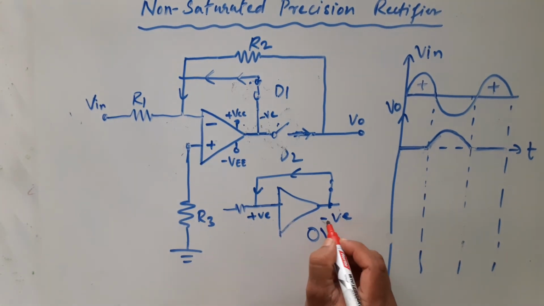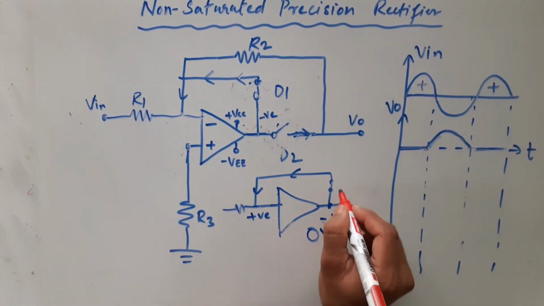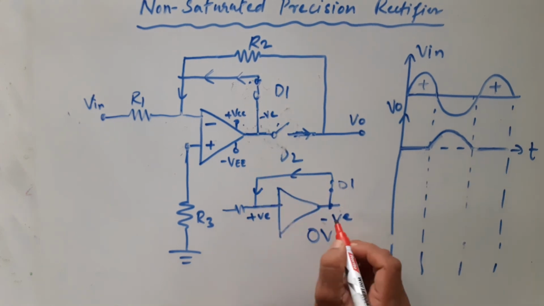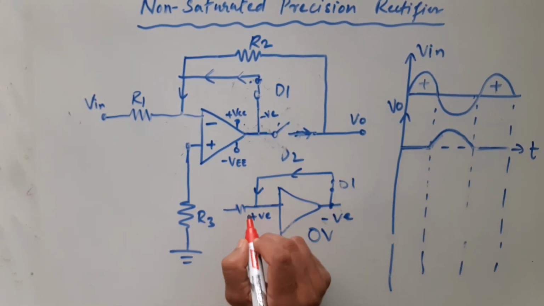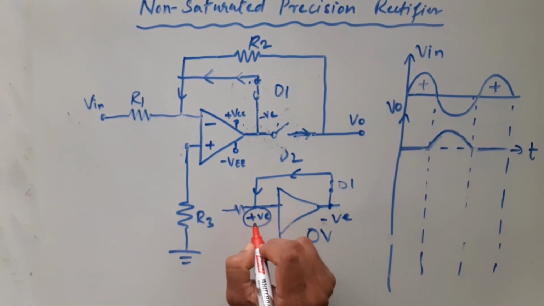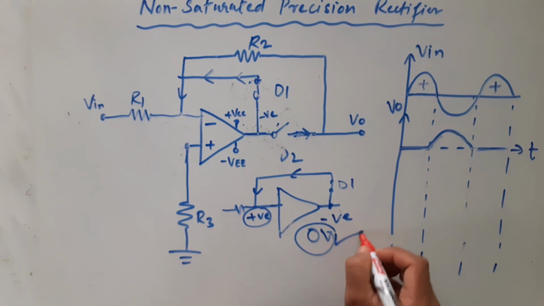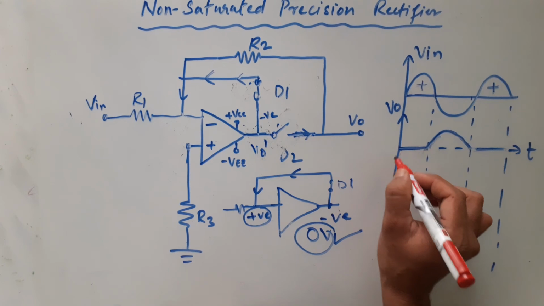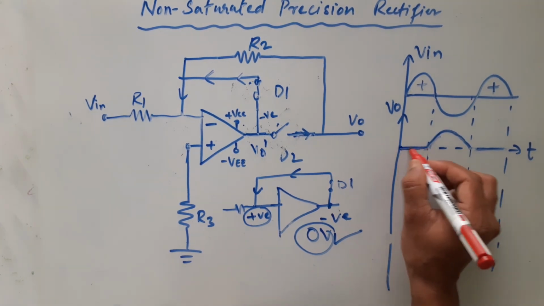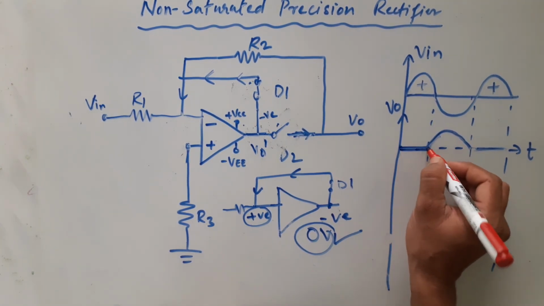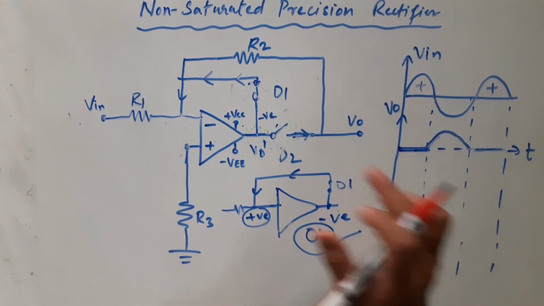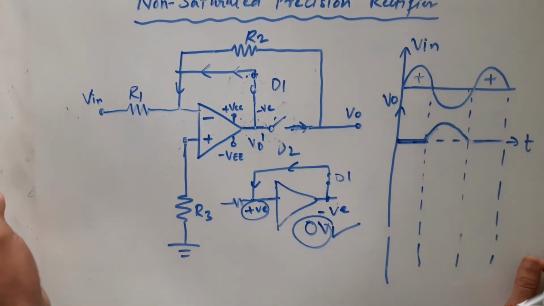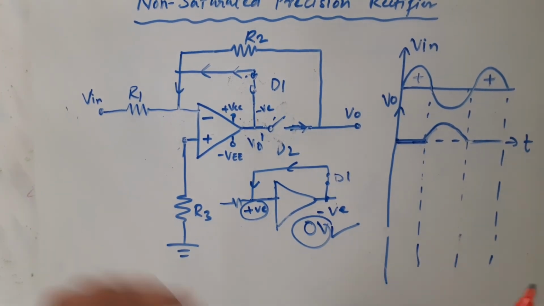Okay, it is this: when diode D1 starts conducting, this negative voltage comes here and cancels out the positive voltage and gives you 0 volts. This is how you can maintain V naught dash at 0 line. So this is what makes it a non-saturated precision rectifier.